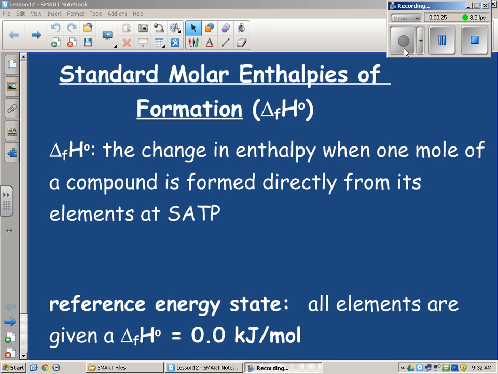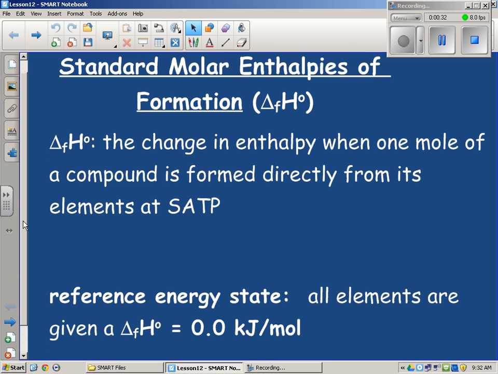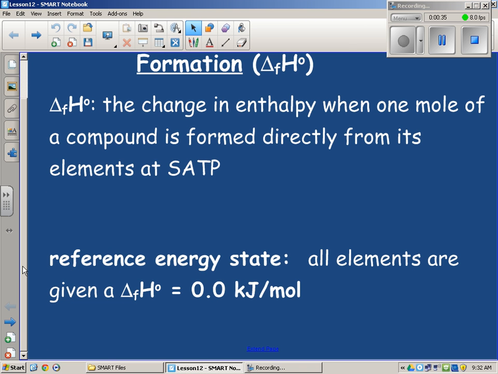The change in enthalpy when 1 mole of a compound is formed directly from its elements at SATP, standard ambient temperature and pressure, okay? One of the things you have to know about as far as a reference energy state, is all elements are given a formation of 0. In other words, to make an element, like oxygen, for example, requires no energy. It just naturally occurs, okay? To make nitrogen or carbon, okay? Carbon is an element. It doesn't require any energy to make that, all right?